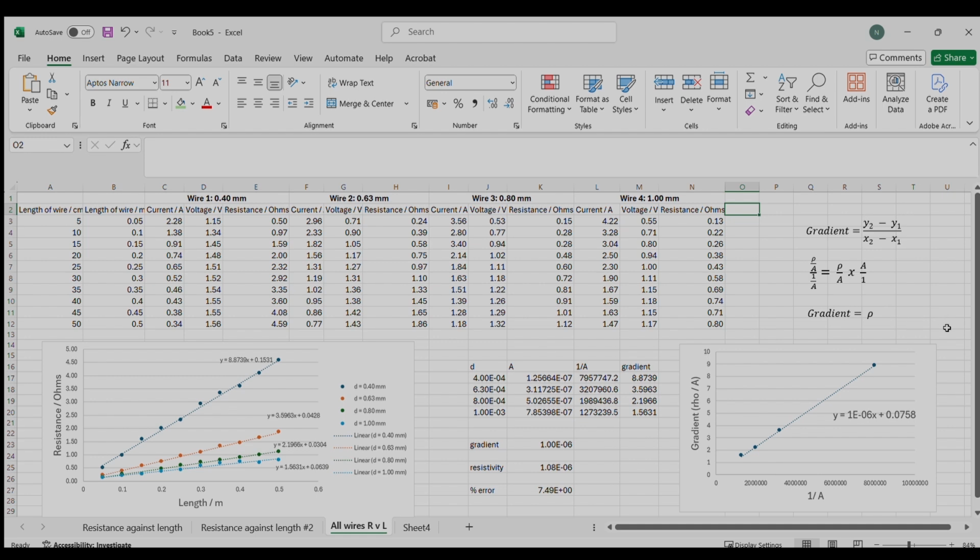So this means we directly take the gradient from this graph and compare it to the known resistivity, which is in the book. And when we do the percentage error, we get like 7.5%, so easily within 10%. And this gives you a nice way to have a quick look at resistivity and get creative with your graphing techniques.